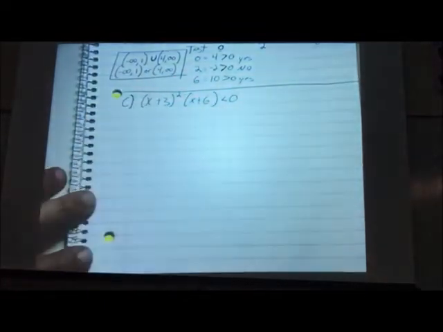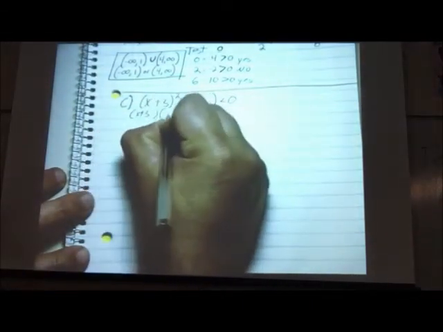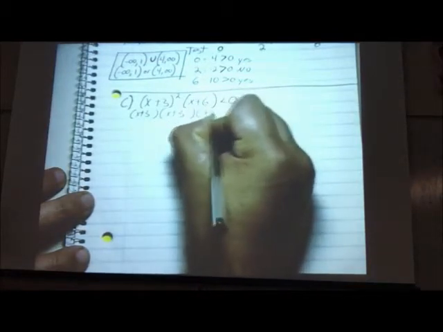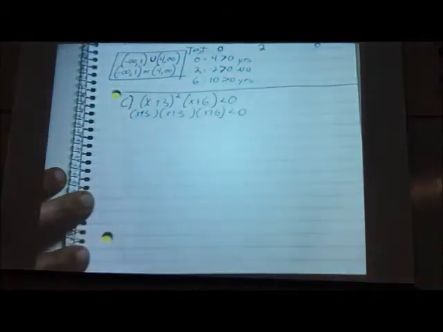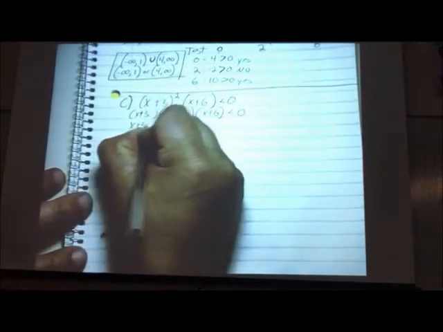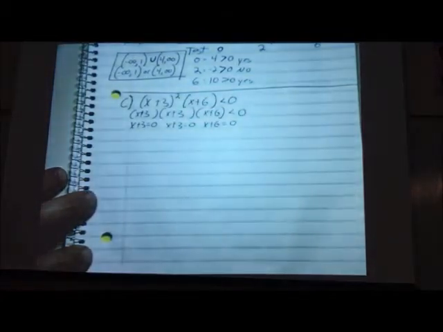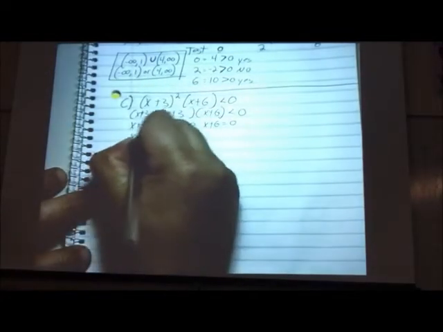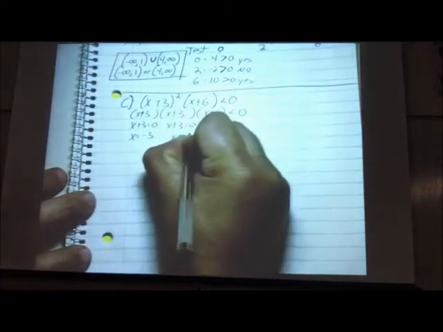So what's the first thing I need to get rid of? The square. And to get rid of the square, I write it twice. X plus 3, x plus 3, and then x plus 6 is less than 0. This is really easy because all I got to do now is set to 0. X plus 3 equals 0, x plus 3 equals 0, x plus 6 equals 0. Solve for x. X equals negative 3, x equals negative 3, x equals negative 6.